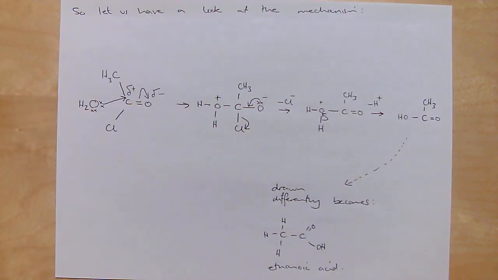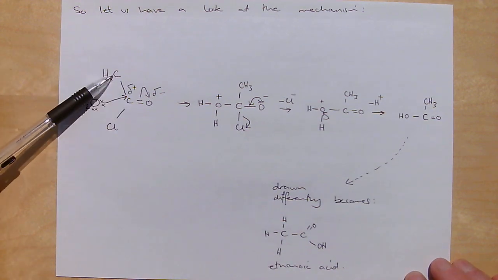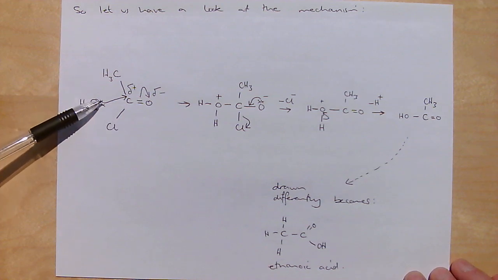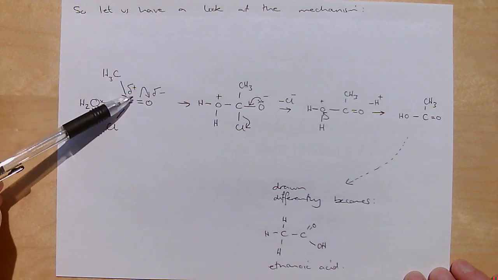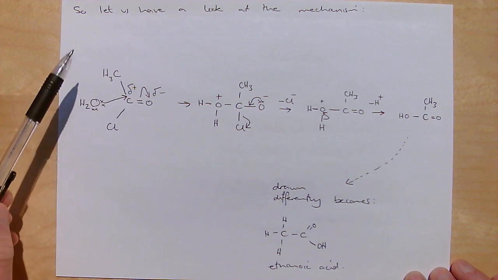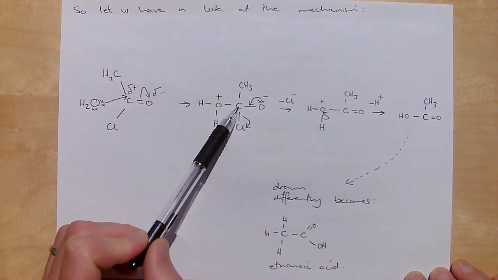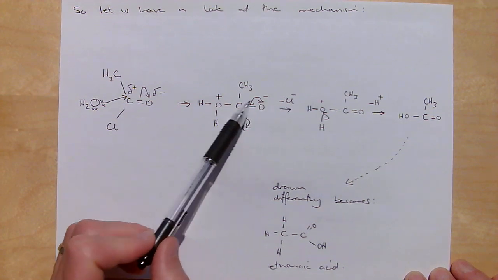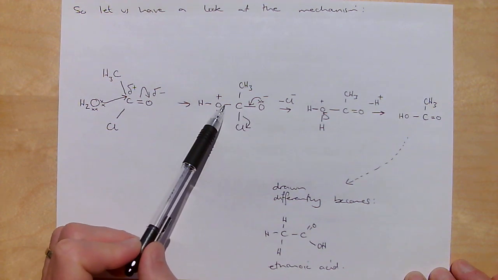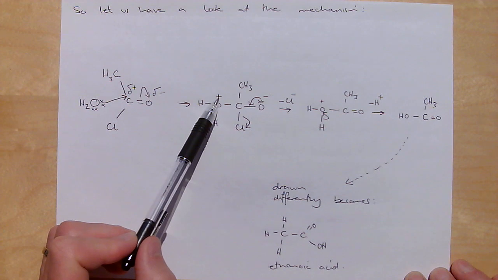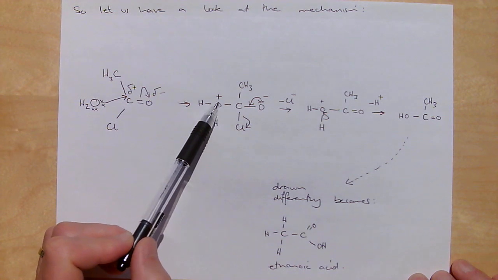Let's have a look at the mechanism now. Here we go: ethanoyl chloride plus water. Remember, I've got two lone pairs on the water molecule, but only one of them really is attracted towards the delta positive carbon. So this is what happens to start with. The nucleophile attacks the delta positive carbon and it joins on to that carbon. This causes a shift in the electron arrangement around this carbon, so we end up with a single bond there, and this oxygen has a full positive charge on it. That's all we need to know for our A level.